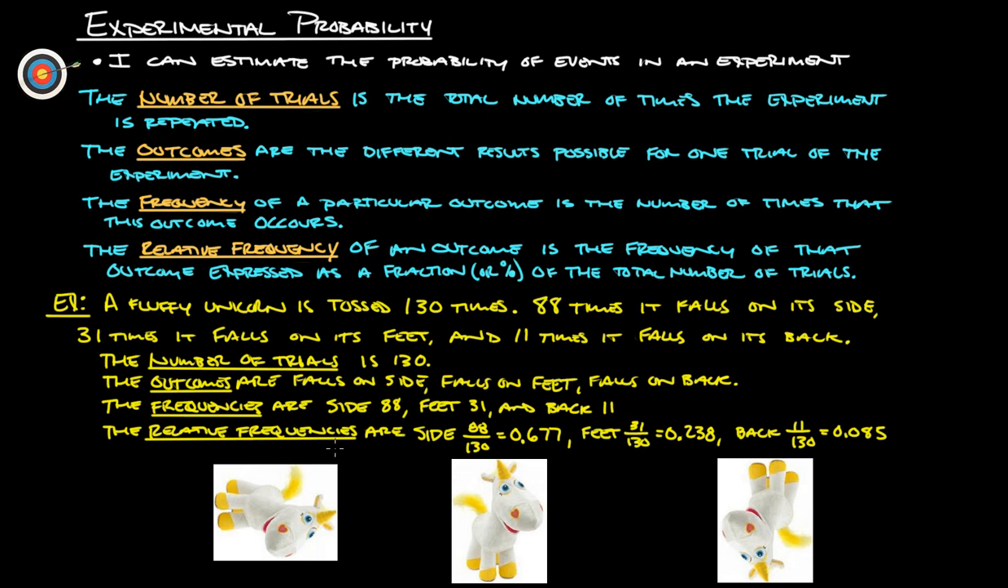Okay. So the relative frequencies are side, which is 88 out of the total trials, 130, which is 0.677 or 67.7%. Feet is 31 out of 130, which is 0.238 or 23.8%. And then back is 11 out of 130, which is 0.085 or 8.5%. Okay? So that's this stuff here put into an example to try to help you understand.